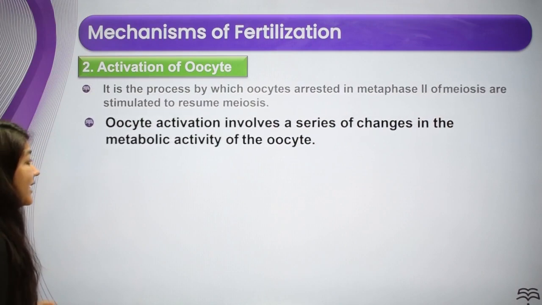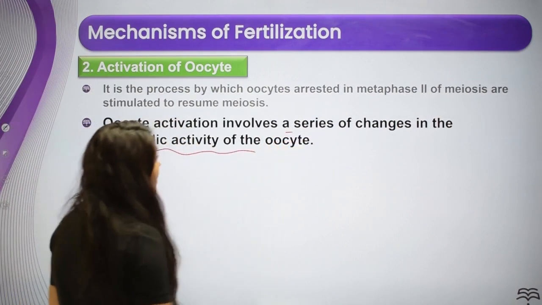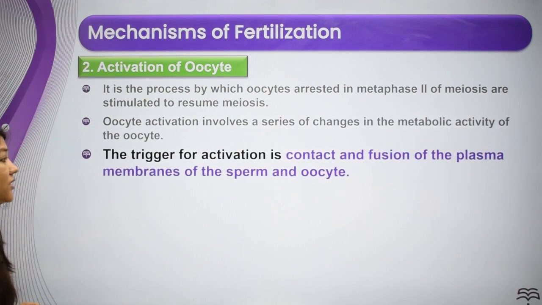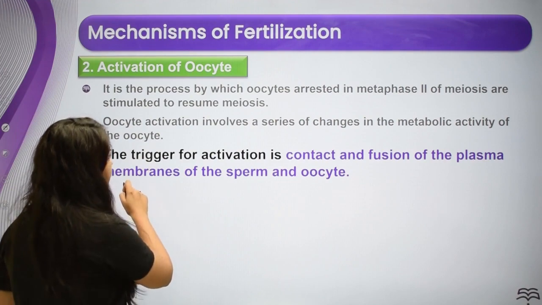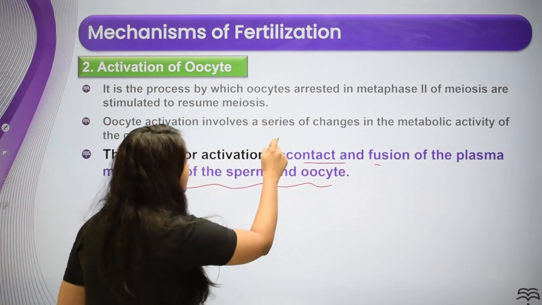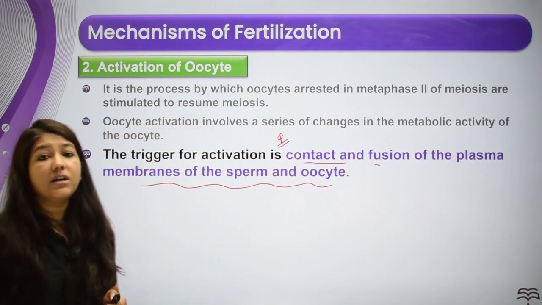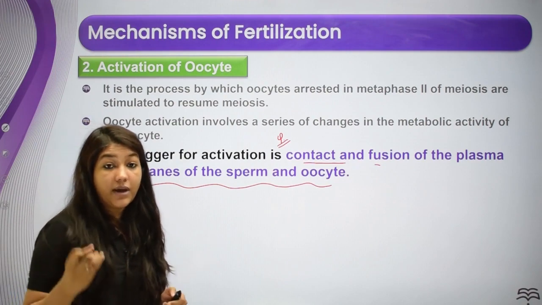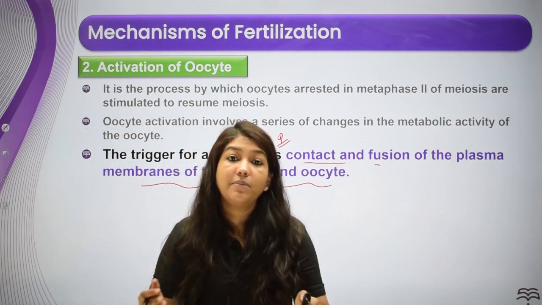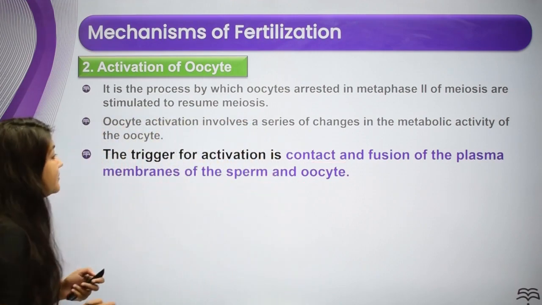Right? Now, oocyte activation involves a series of changes in the metabolic activity of the oocyte. The trigger for activation is contact and fusion of the plasma membrane of sperm and oocyte. This is a very important point. ठीक है, बहुत important point है कि इस trigger का, ये जो activation of oocyte हुआ है, इसका trigger क्या है? तो जब fuse करता है sperm plasma membrane secondary oocyte से, ये trigger है इस चीज़ के लिए.